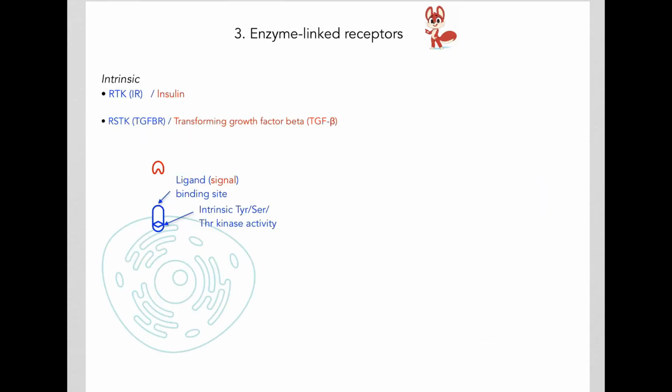Let's look at another example of an enzyme-linked receptor that has intrinsic kinase activity. So earlier we talked about receptor tyrosine kinase for insulin. So now we'll talk about receptor serine threonine kinase. And we'll look specifically at this receptor. The signal here is transforming growth factor beta, or TGF beta. And the receptor is TGF beta receptor, or TGFBR.